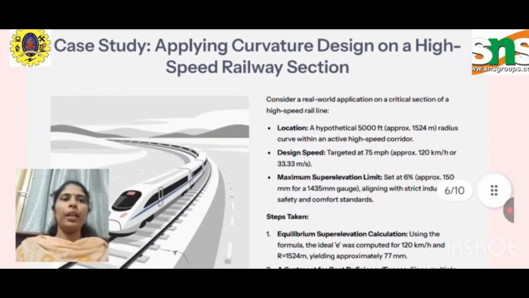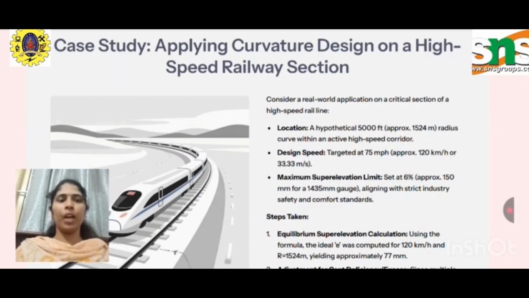Next is applying curvature design on a high speed railway section. Consider a real world application on a critical section of a high speed rail line. Location: a hypothetical 5000 feet radius curve within an active high speed corridor. Design speed: this is targeted at 75 miles per hour or 120 kilometers per hour. Maximum super elevation limit is set at 6%, that is 150 millimeter for 1435 millimeter gauge.